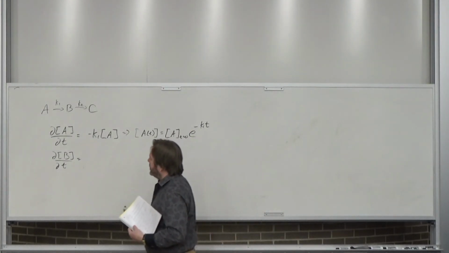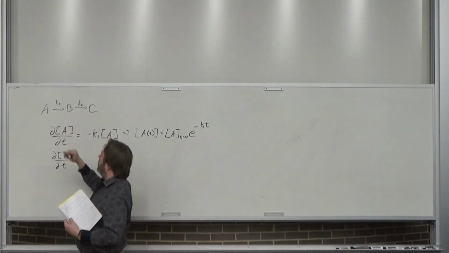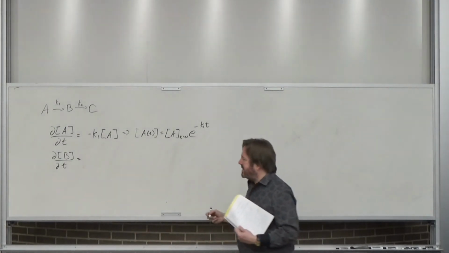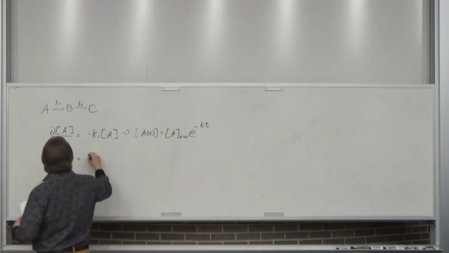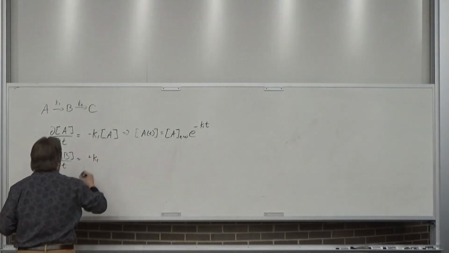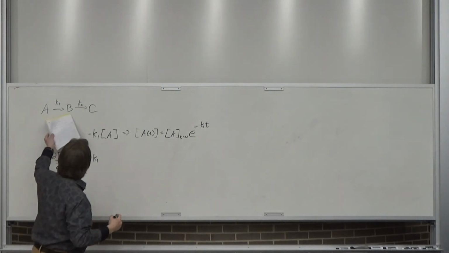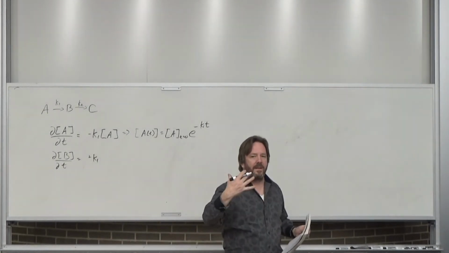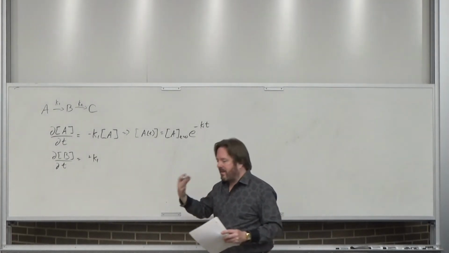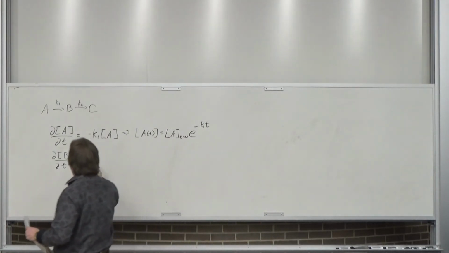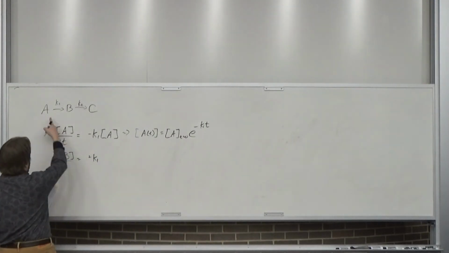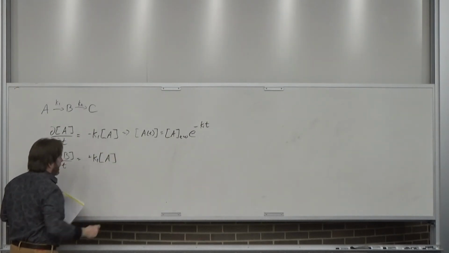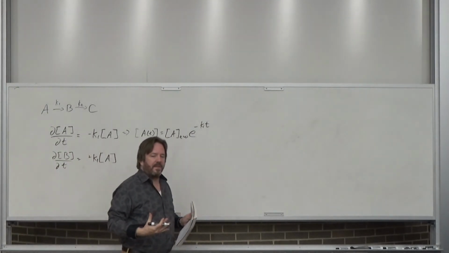Okay, B is formed by the K1 reaction, right? So I'm going to put plus K1 because this step forms it. So that's going to increase the amount of B, right? So that's obviously positive. What is the actor responsible for this? Well, that's A. All right, so again, I hope you see how the game works.